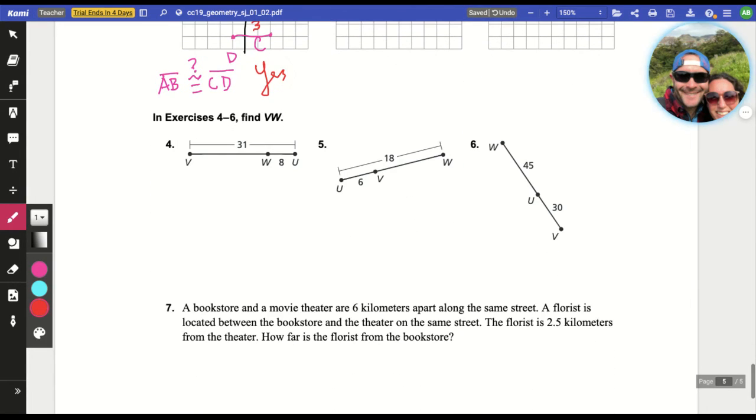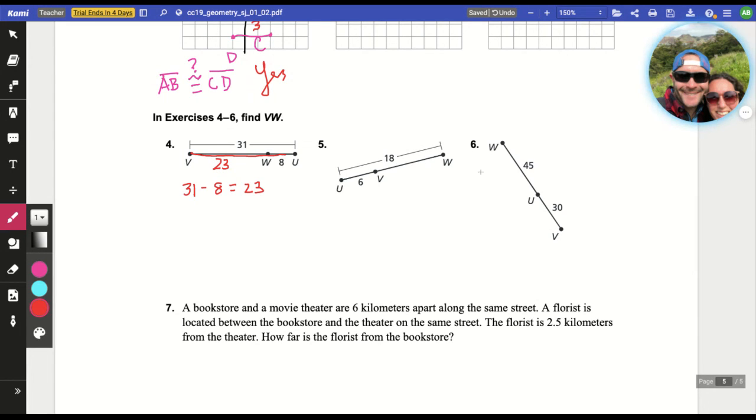Okay, find VW. So applying some of what we know here. If the whole segment from V to U is 31, and this piece is 8, well, if you just take 31 minus 8, you get 23. So this piece right here, VW, from V to W is 23, okay?